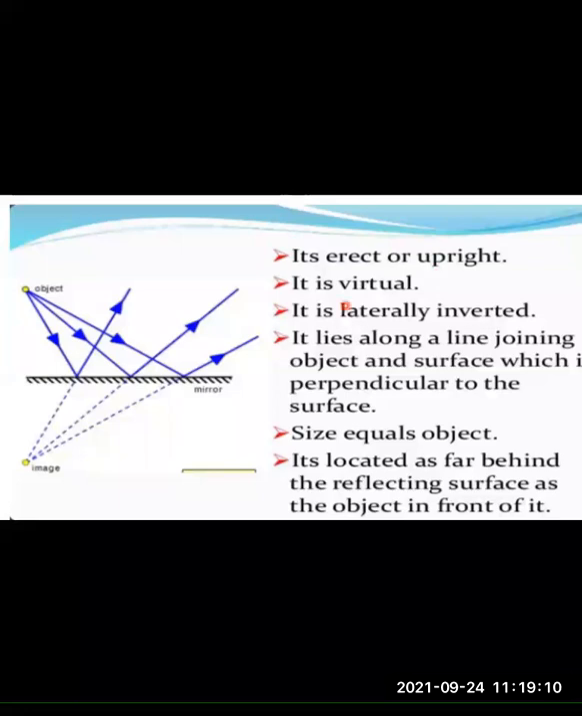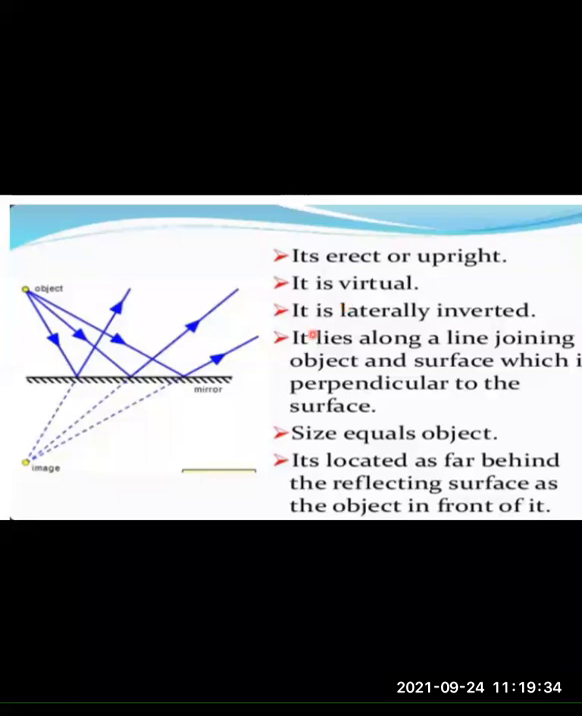It is virtual. Why we are calling it a virtual image is, there are basically two reasons for this. The first reason is the image is formed at the back side of the mirror. Second, the reflected ray is traveling along the same path as that of the incident ray.